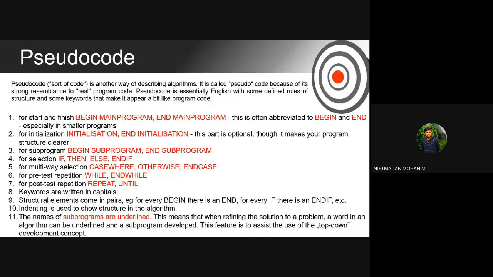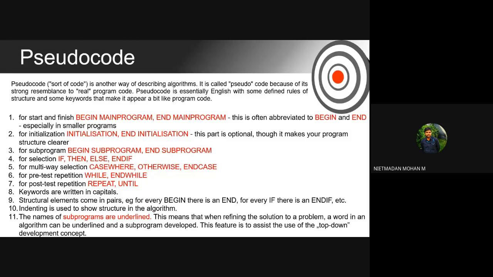The main program wants to start with begin main program and end with end main program. If your program has only one kind of structure, then you will go with begin and end. So the initialization of a variable and the end initialization want to be mentioned clearly. And if you have n number of subprograms, then those subprograms want to be begin subprogram and end subprogram. And for the selection process, the if then else and end if statement has to be used. And for the multi-way selection process, case where, otherwise, and end case statements want to be used. And for the pre-test process, while and end while. For the post-test process, repeat and until.